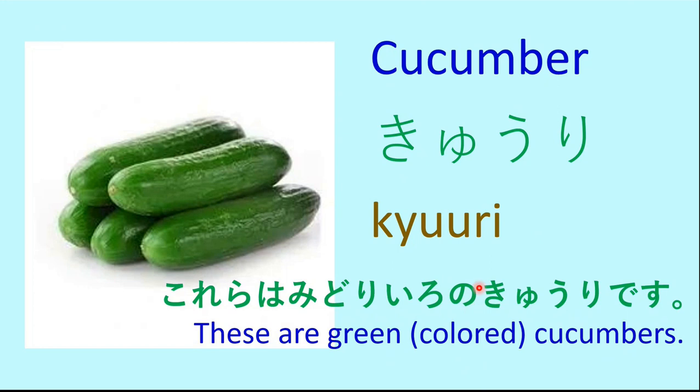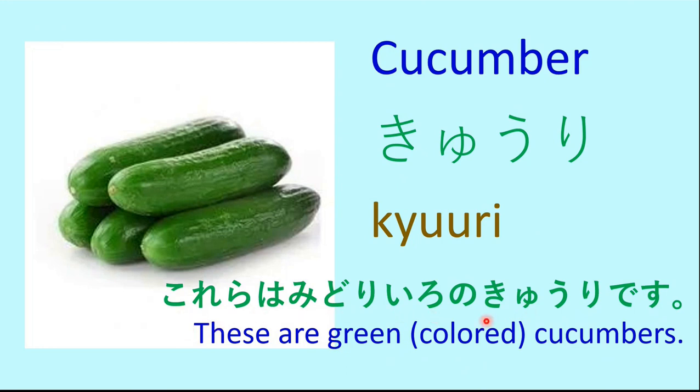this particle no is used, which represents possession. This may not be easily understood by English speakers because it is not present in English. We can directly say these are green cucumbers, but in languages like Japanese, Hindi, or some of the Indian languages, the green color is associated with the object by this position-based particle. We use a similar particle to connect the color, the property of the object, with it. So you have to pay attention that this no will form part of this phrase. Midori iro no kyuri means green colored cucumber. These are green colored cucumbers.